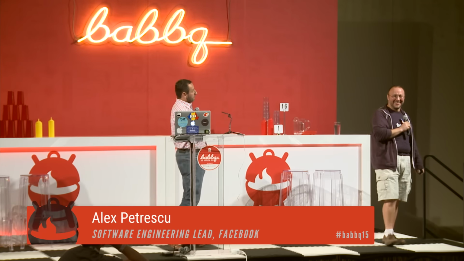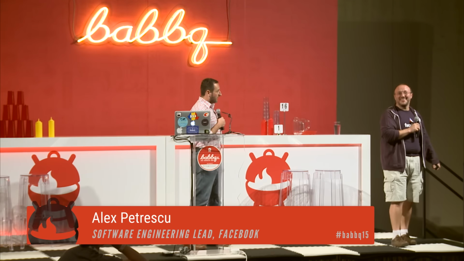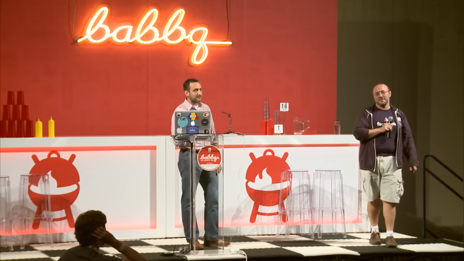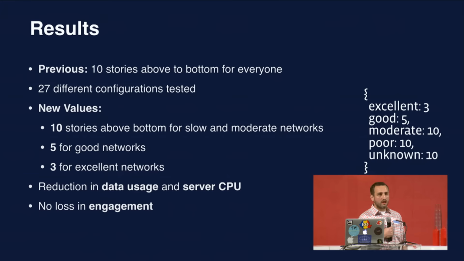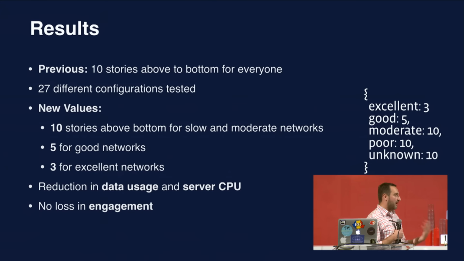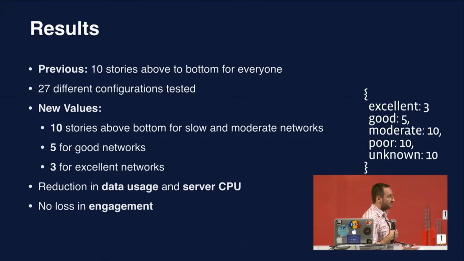Yes. So we started off with 10. That seemed like a good number. We tested out 27 different configurations. And what we found is that 10 was actually a pretty good number. We did a pretty decent job for certain types of users, and it didn't hurt anyone else. But we could actually optimize when you're on good and excellent networks to prefetch less aggressively. So this reduced data usage for these people dramatically because now they didn't download things they didn't need, and also decreased server CPU.